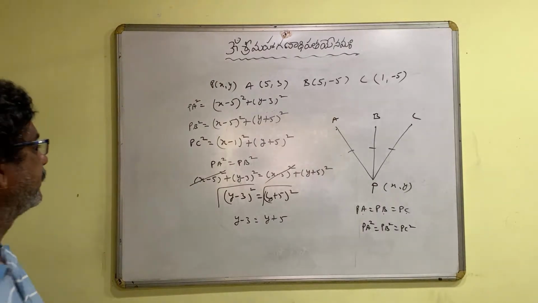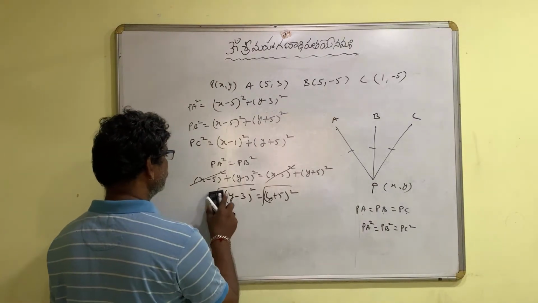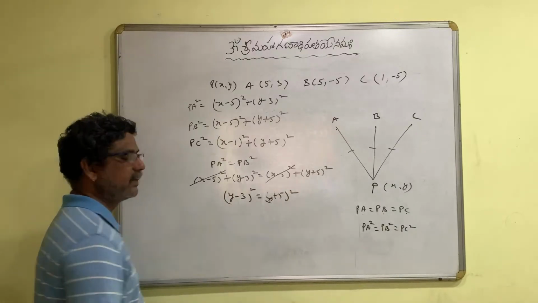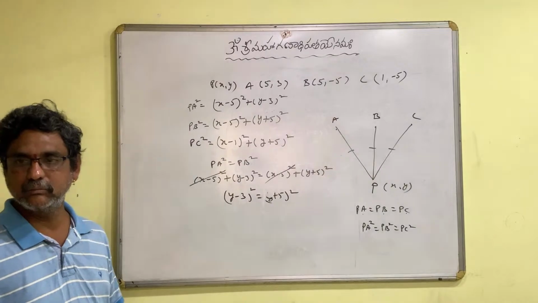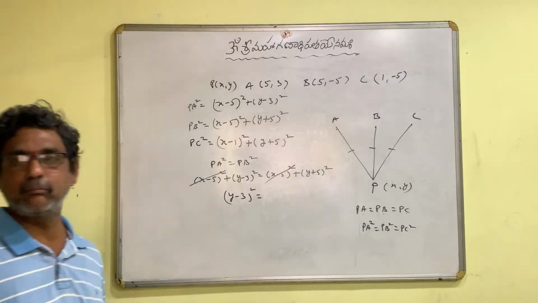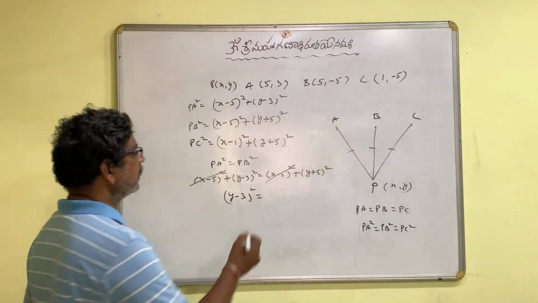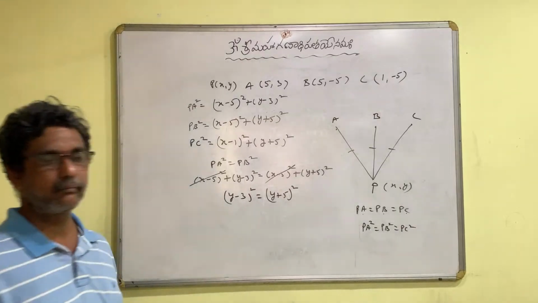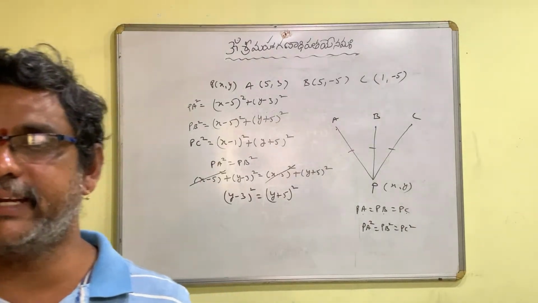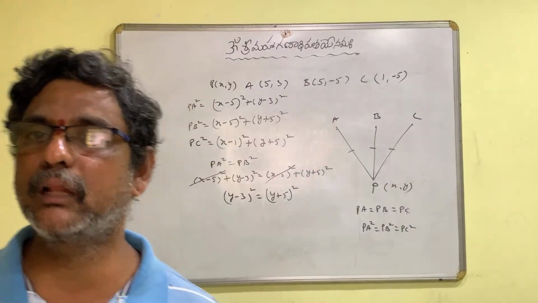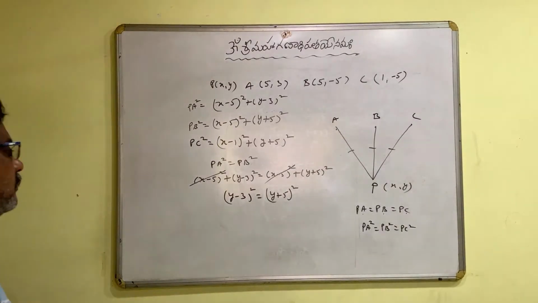So what we have to do? We need to do expansion. Not always it is true. Square root on both sides is not true all the time. Square root on both sides is not possible in all the cases. Okay?